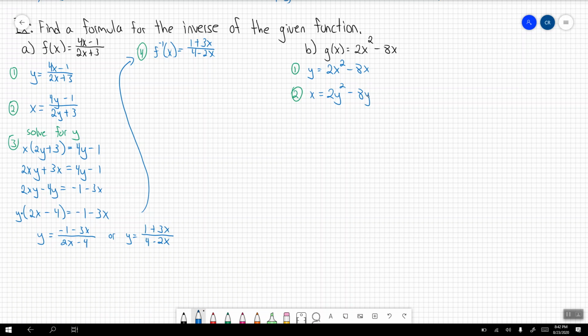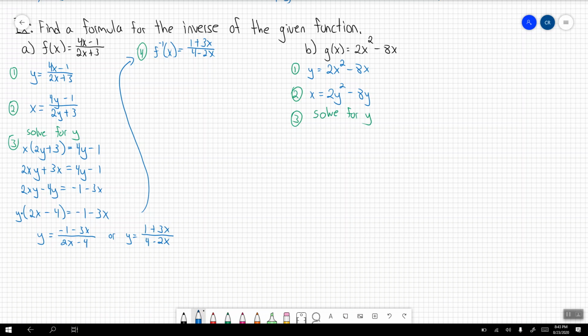I need to solve for y. So I have a few options. Since y is a quadratic, I can complete the square, or I can try to use the quadratic formula. Any one of those will work here, but we have to be mindful of what we use. So I'm going to say here, solve for y.